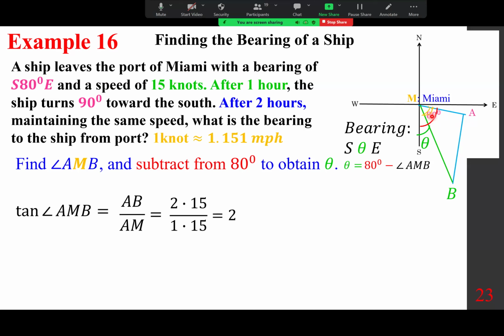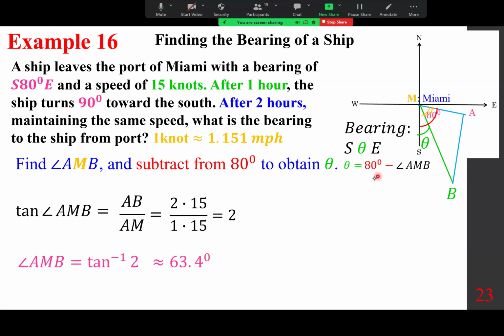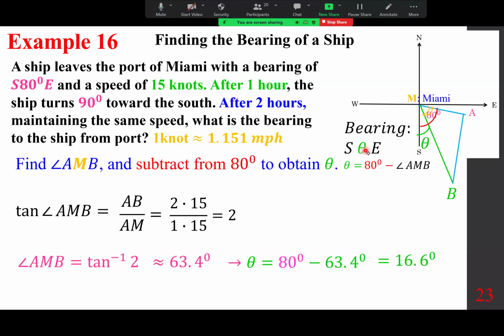So if this angle, its tangent is 2, then tan inverse of 2 is the answer, which gives us 63.4 degrees. So all we have to do is subtract this from 80 degrees. That gives us 16.6 degrees. And so the bearing is south theta, which is 16.6 degrees east.